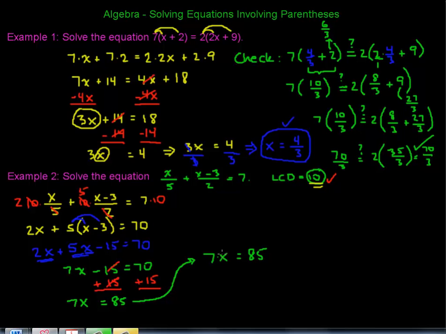And in order to get x all by itself, isolate or solve for x, we want to undo the multiplication between the 7 and the x, so we divide both sides by 7, which gives us x equaling 85 sevenths. If you want to write that as a mixed fraction, that is 12 and 1/7. I like the improper fraction. You can go back and check that by substituting 85 sevenths into the original equation. I'll leave that as an exercise.